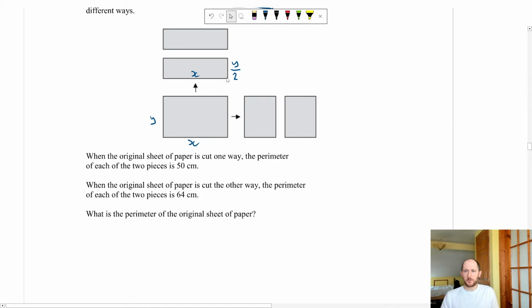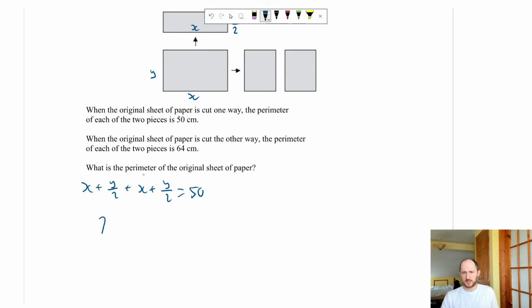So if I work out the perimeter of this rectangle, we have x plus y over 2 plus x plus y over 2 equals 50. Remember, it does say each of the 2 pieces, so we only need to do one, we don't need to double it. But this gives me 2x plus y equals 50. That's my first equation. You can probably see I'm going to get simultaneous equations.